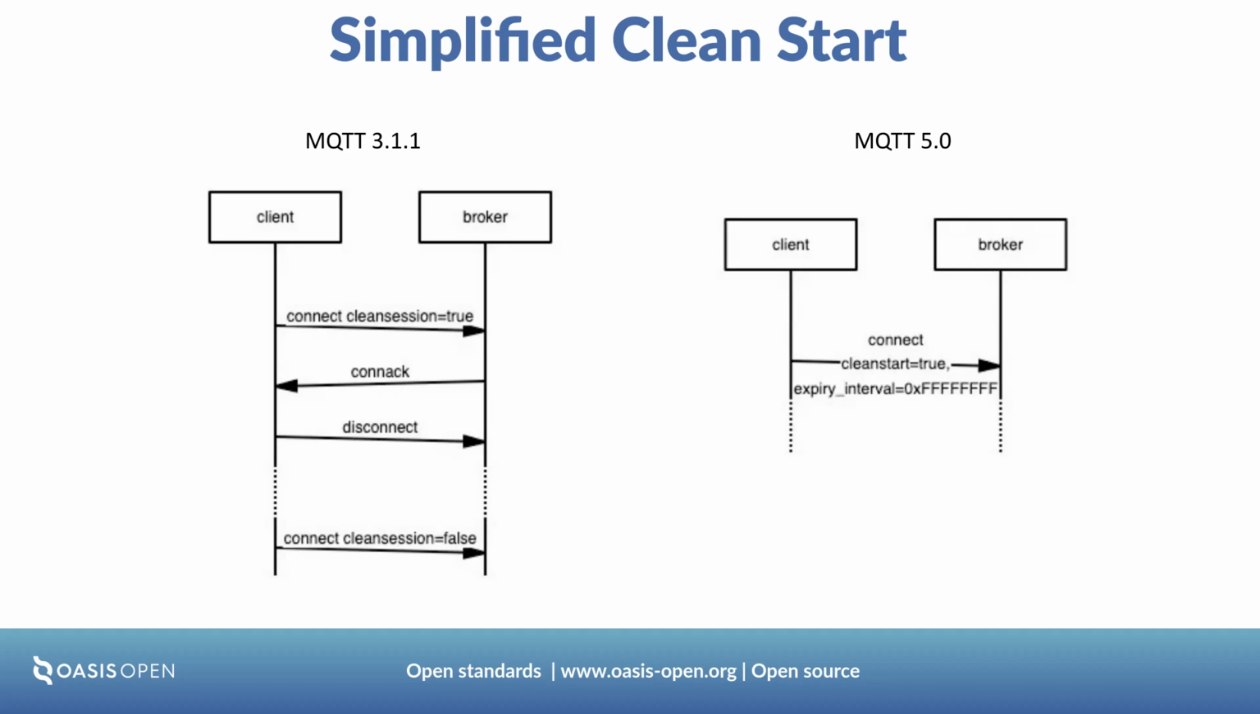With MQTT 5, this is more efficient and reliable. All of this is done in one packet. You have a connect, you set clean start equals true, which only cleans the session at the beginning. Then you can set the session expiry interval to, in this case, the maximum allowed, which is infinity. And this does exactly the same thing as the 4-packet exchange on the left, and is more reliable as well as being more efficient. So I think that's really, really useful.